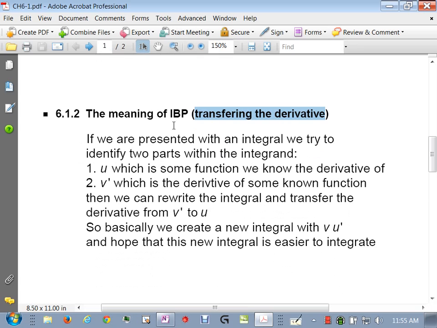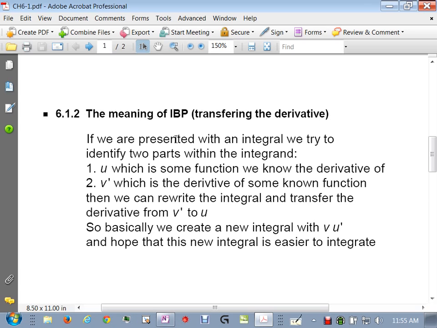So if we are presented with an integral, and we want to try and use integration by parts, we try and identify two pieces within the integrand. The integrand's the thing inside, right? We have to identify something which we're going to call u. And that u is just some function that hopefully we know the derivative of. So maybe sine x, because the derivative of that would be cosine, right? And then in the integrand, there should be something that we will call v prime, but we need to make sure that we know what its antiderivative is. So something like 2x, because what would be the antiderivative of 2x?